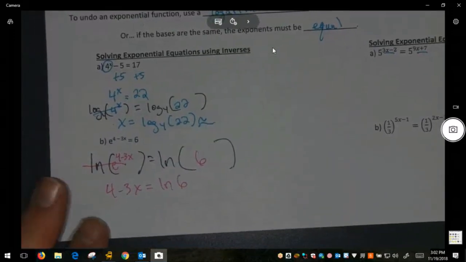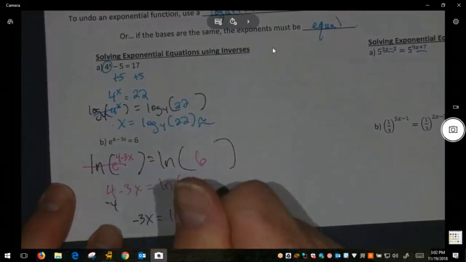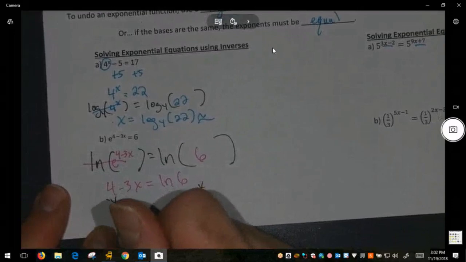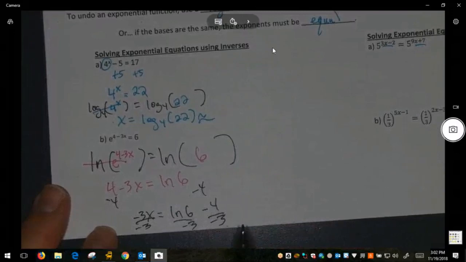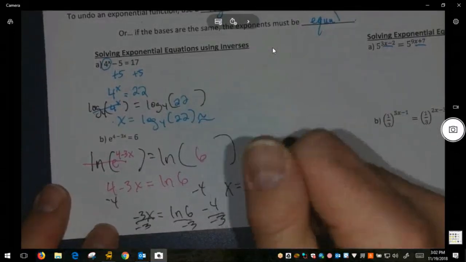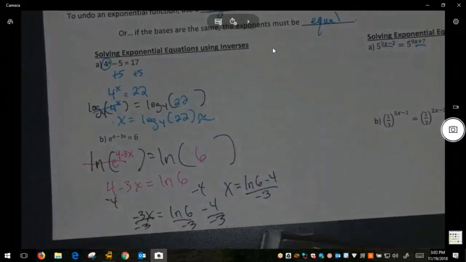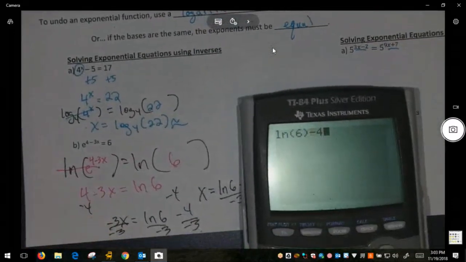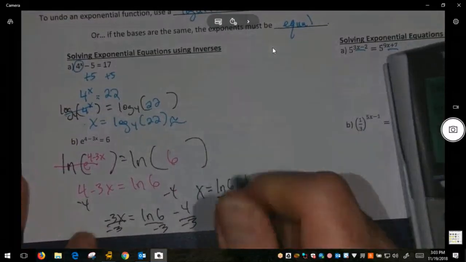To solve for x, we're going to subtract 4 from both sides. The opposite of 3x equals the natural log of 6 minus 4. The natural log is only on the 6. And now we'll divide by negative 3. So x is equal to exactly the natural log of 6 minus 4 all over negative 3, which, if I put in my calculator, the natural log of 6, close parentheses, minus 4, and then divided by negative 3, I get 0.736, which rounds to 0.74.